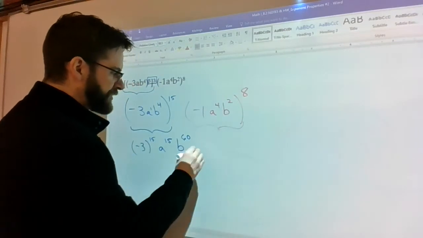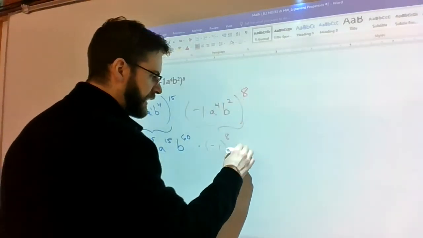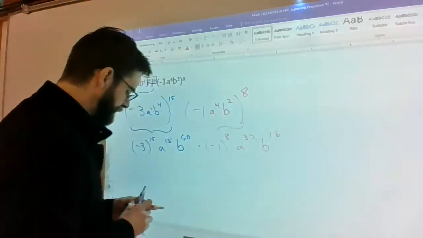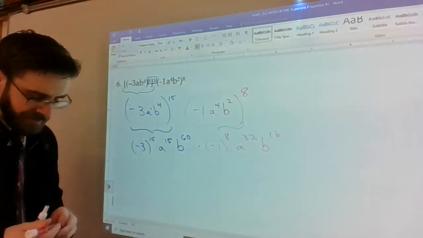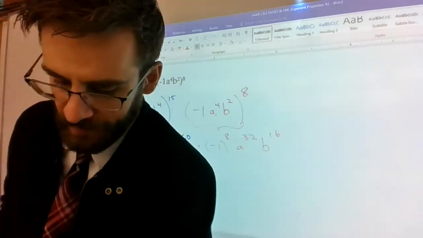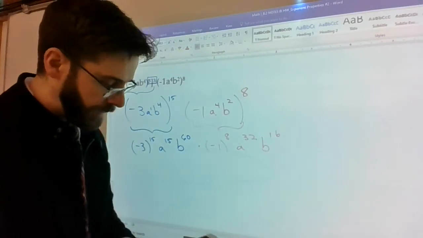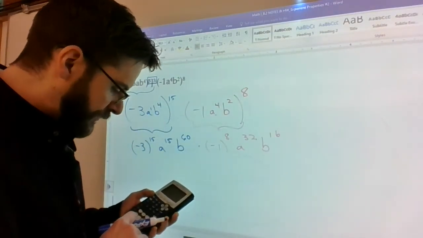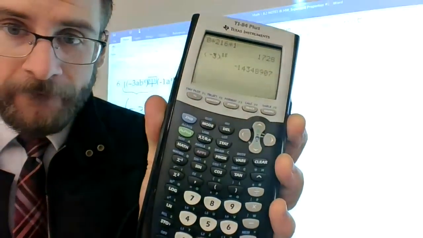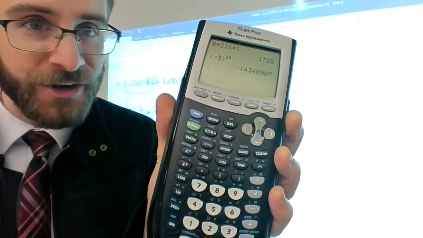All right. Do the same thing with this one. It's going to be -1 to the 8th power. A to the 4 times 8, which is 32. B to the 2 times 8, which is 16. All right, now I'm going to get the terms together. So, you know what? I'm going to punt right now and plug this into my calculator because it's a huge number. So -3 to the 15th power. Yikes. -14,348,907.